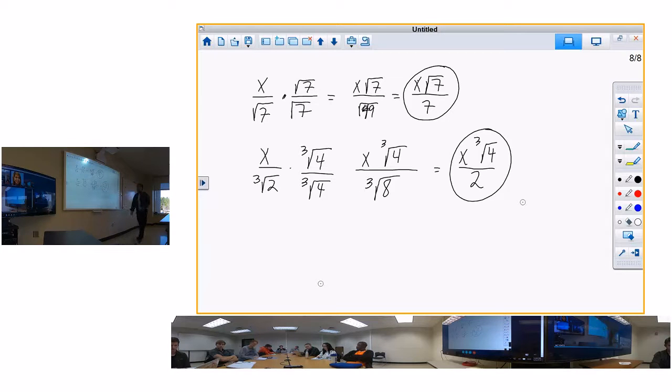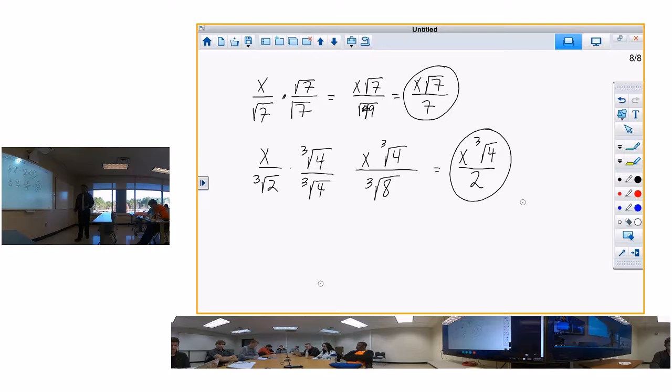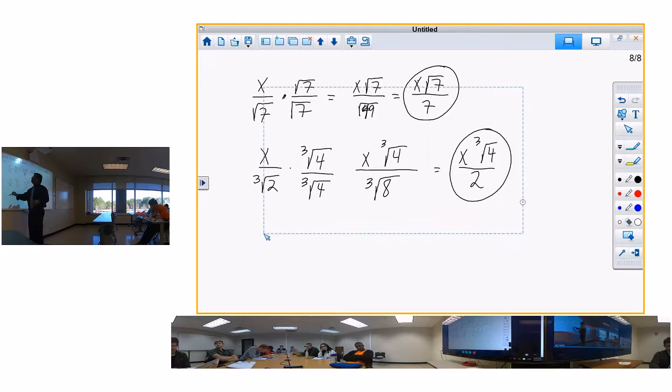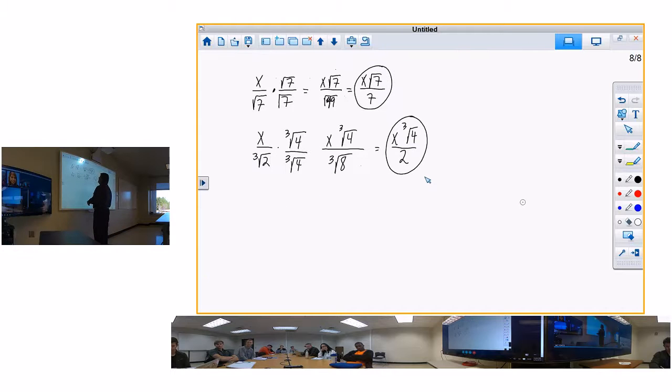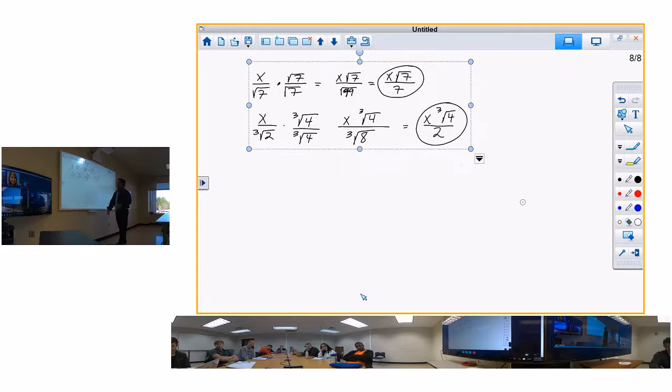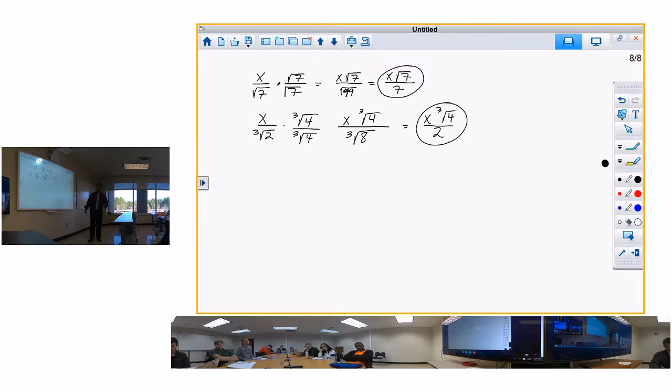Alright, so that's how you rationalize a single term. How do you rationalize a binomial, or something that you add or subtract? Well, that's when you use the conjugate. You use the conjugate whenever you want to get rid of something that's added or subtracted. The conjugate is always the opposite operation.